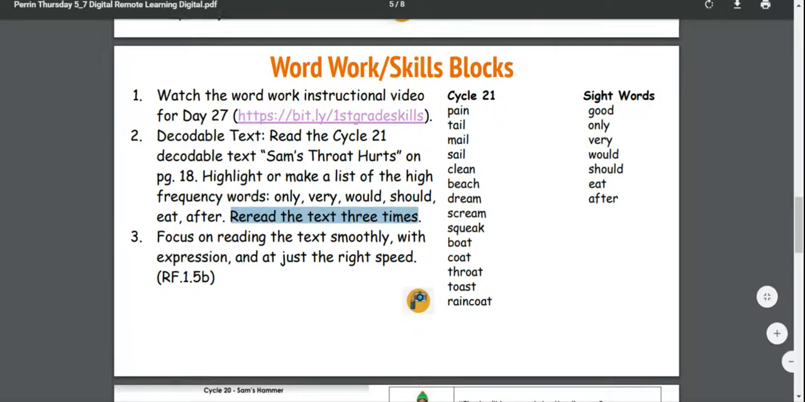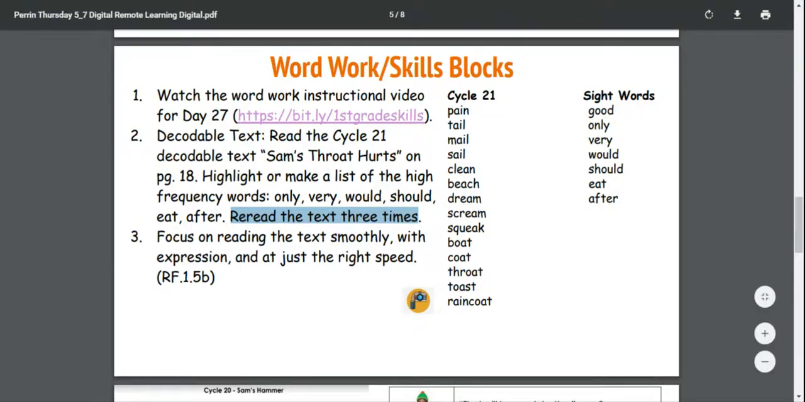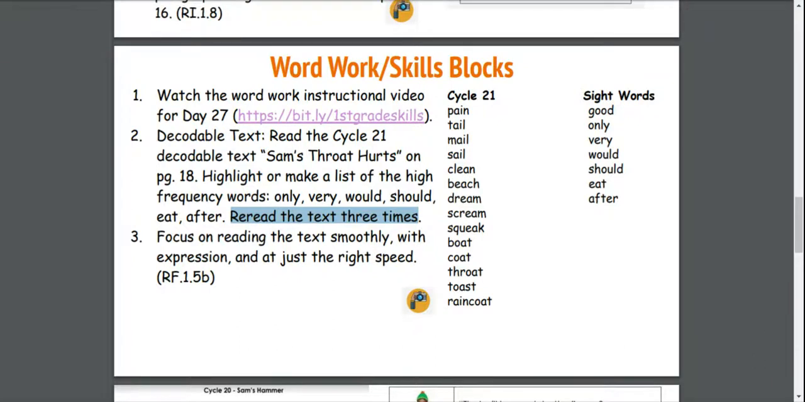We know that whenever we read a text more than once, we learn to read it smoothly, and then it helps you understand it better. And they want you to focus on reading the text smoothly with expression and at just the right speed. Here's our cycle 21 words that have the AI, EA, OA, and it's telling that when the 2 vowels go walking, the first one's going to do the talking. So the consonant's going to be silent and the vowel's going to say its name.